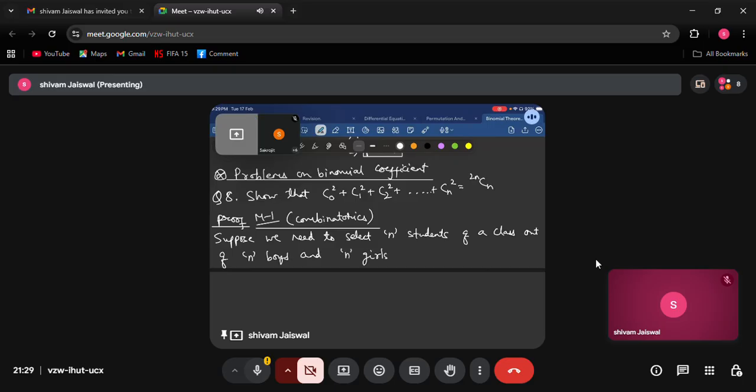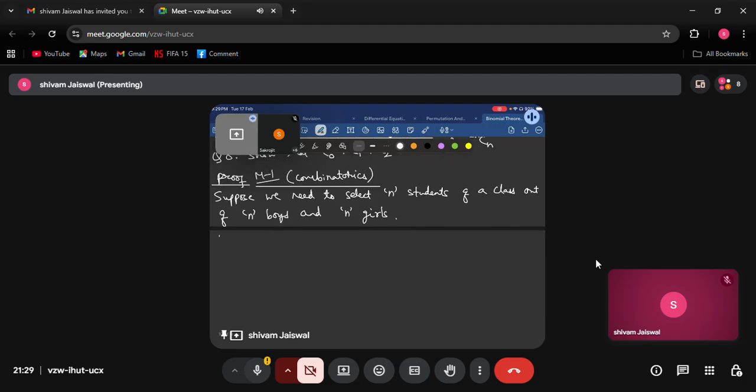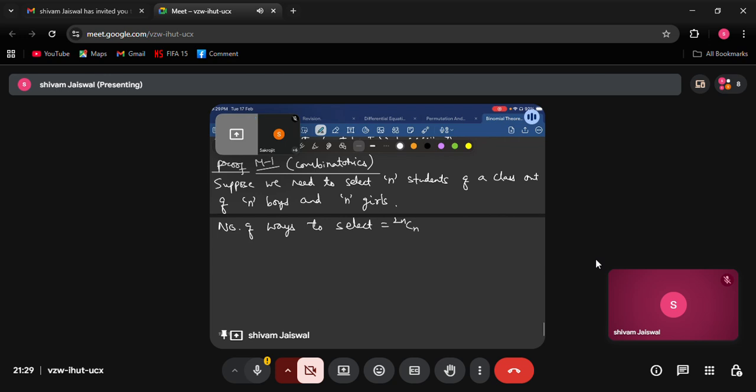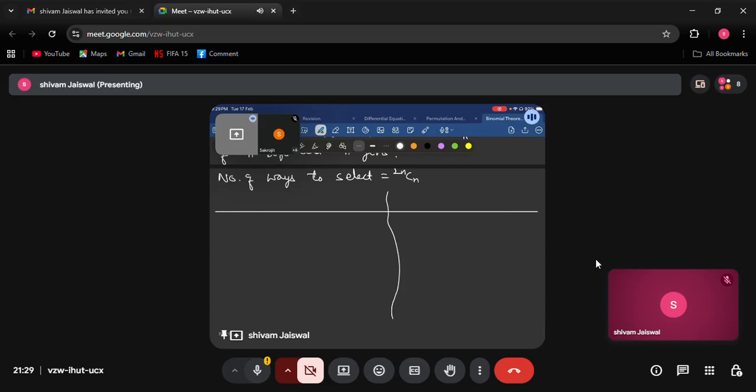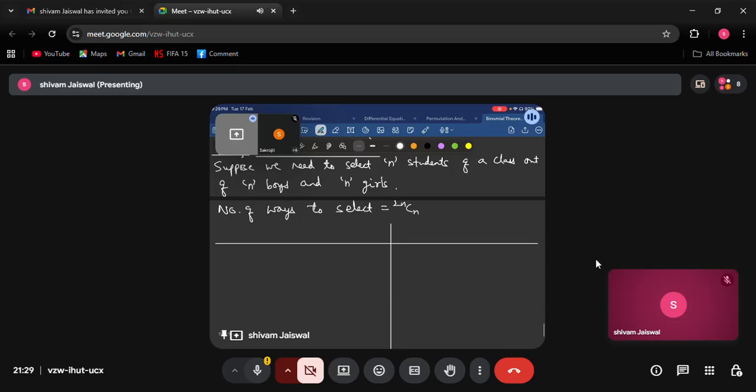So tell me, what is the total number of ways to select n students? Number of ways to select will be 2nCn. Okay. Next. But it can be done in some other ways also. In the first column, I'm going to write down selections, and on the right hand side, ways to select.